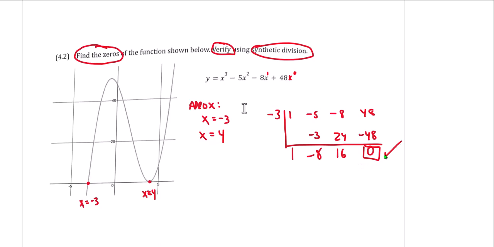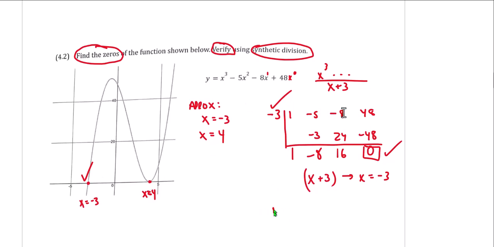So the remainder when x plus 3 goes into that x cubed function is 0, and that means that x plus 3 is a factor of the x cubed function here, and because x plus 3 is a factor, that means that -3 is a zero. If x plus 3 is a factor, then x equals -3 is a zero. So we have confirmed that that -3 is a zero of this polynomial function.